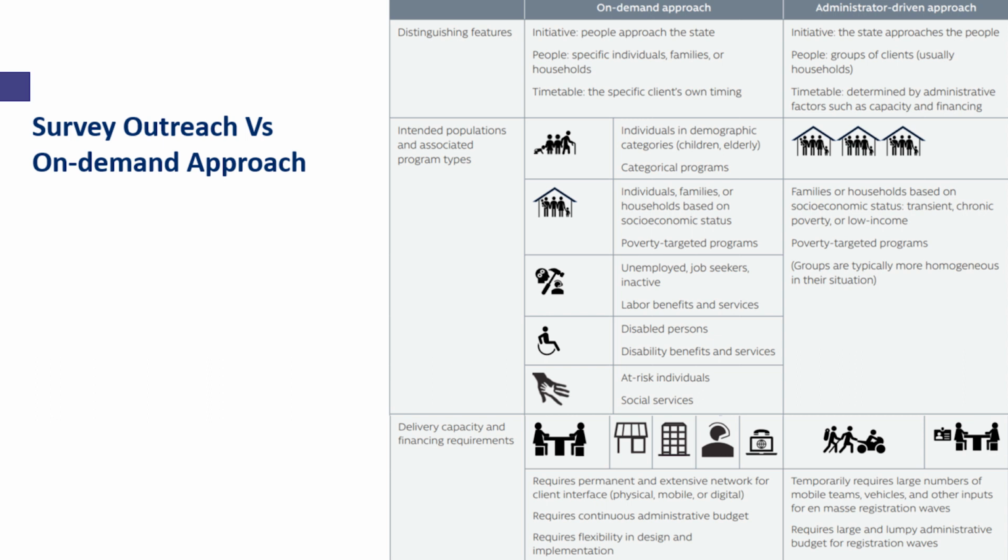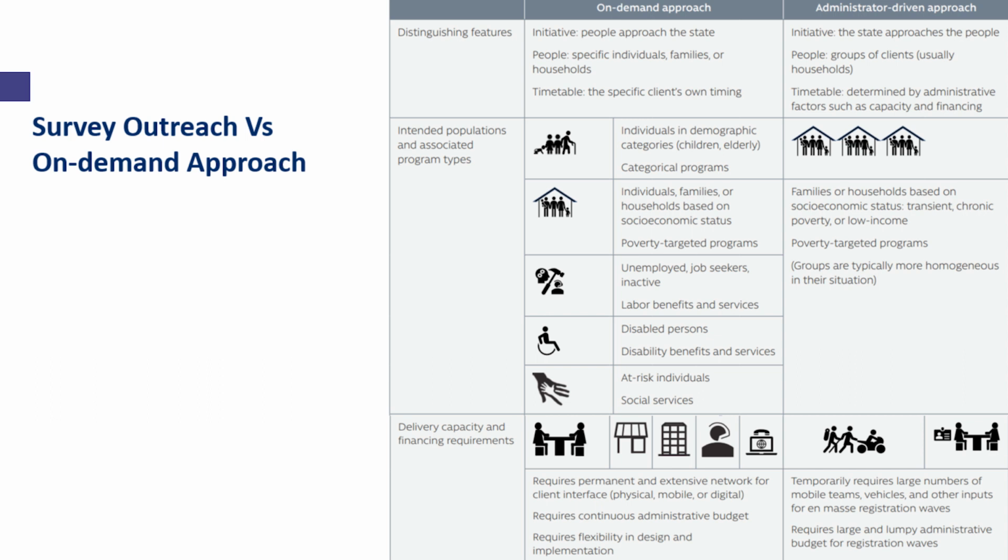So based on the content and discussion, two distinct operating models have emerged in diverse contexts to confront the challenge of inclusion, given differences in administrative capacity and funding constraints. We refer to these distinct models as on demand and administrator driven outreach. The table you see here summarizes the models' key features, uses, and requirements.